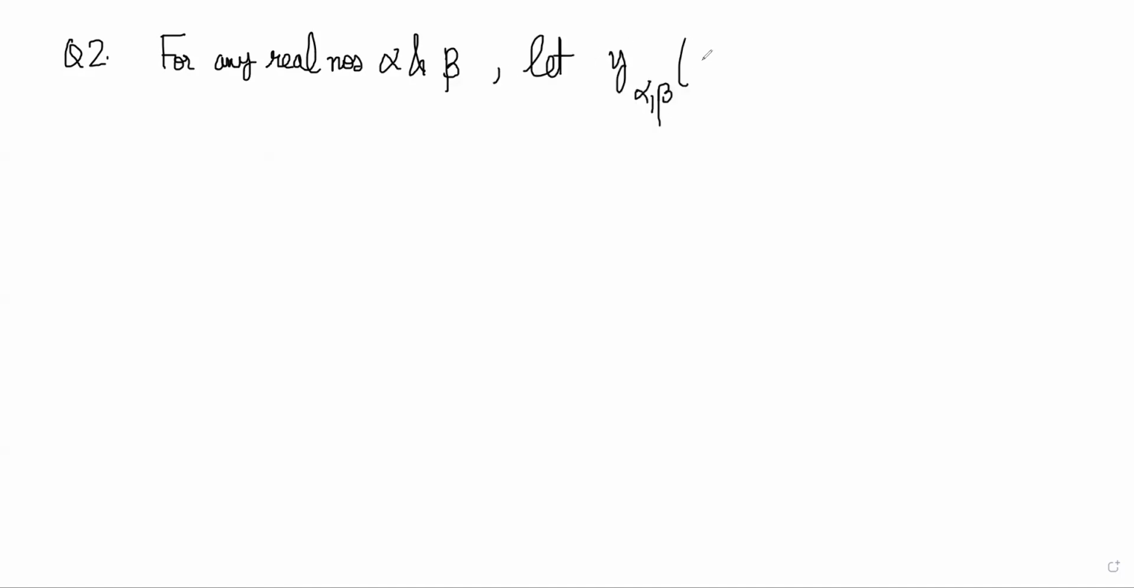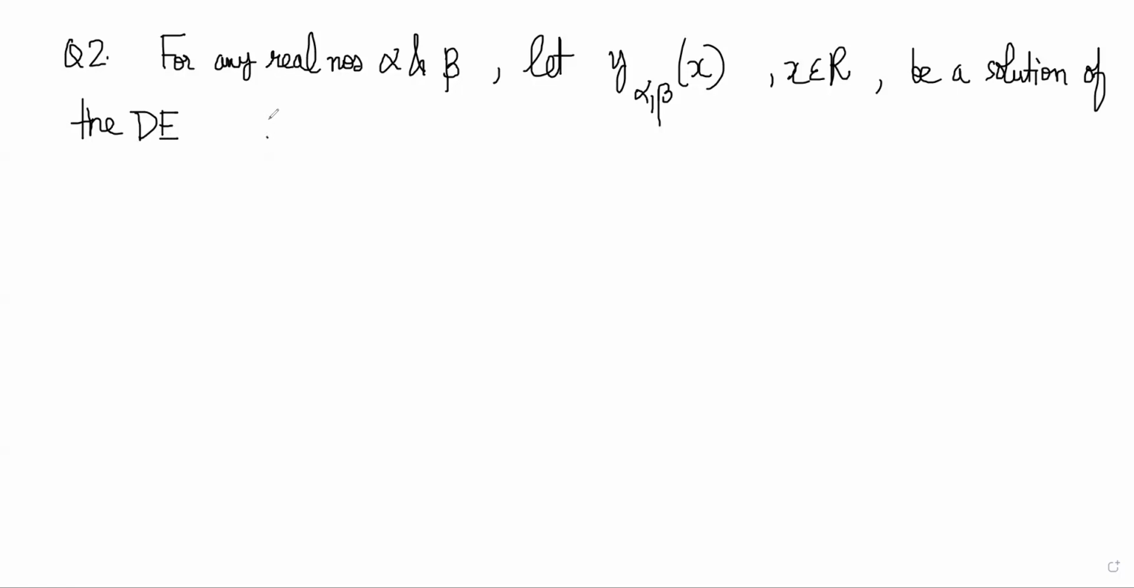This is a differential equation problem. It says for any real numbers alpha and beta, let y alpha comma beta of x, where x belongs to R, be a solution of the differential equation dy by dx plus alpha y is equal to x e power beta x.